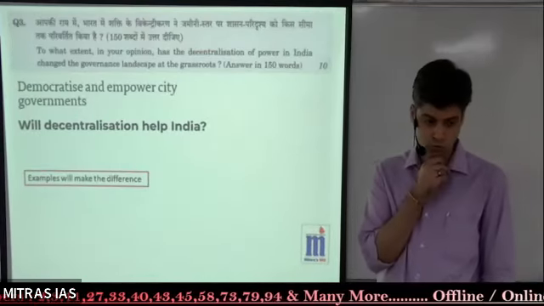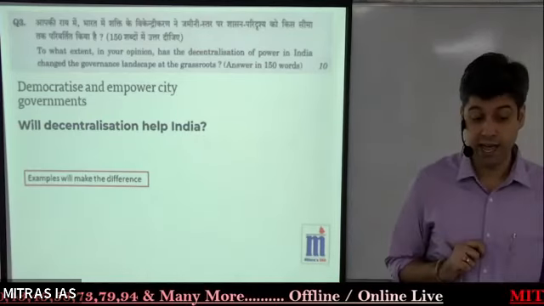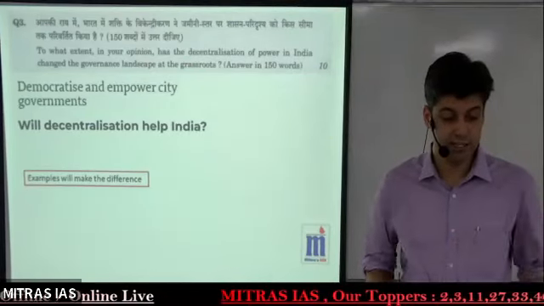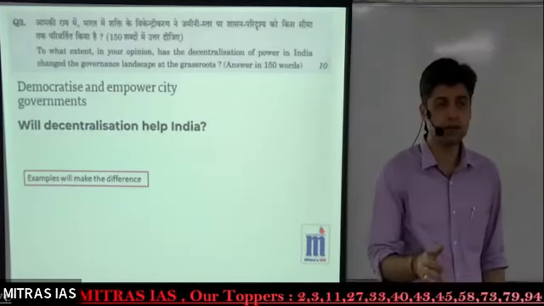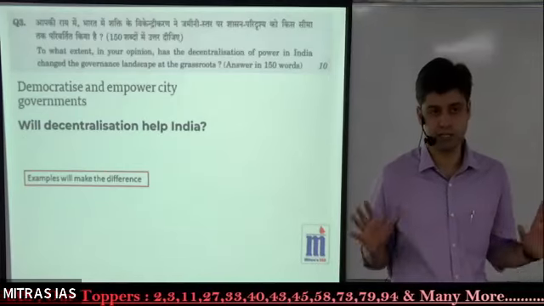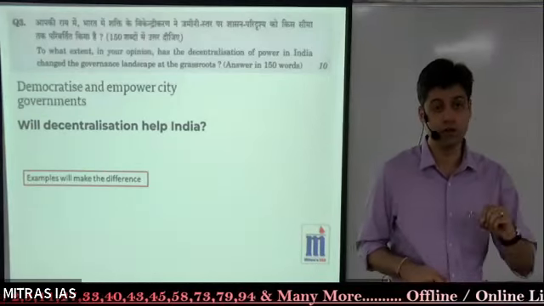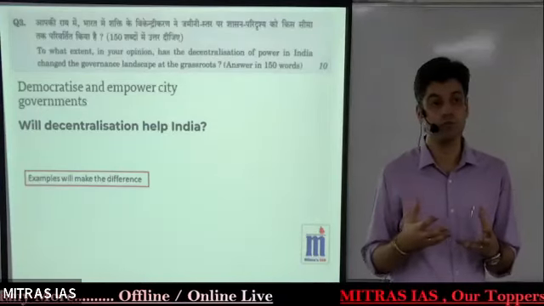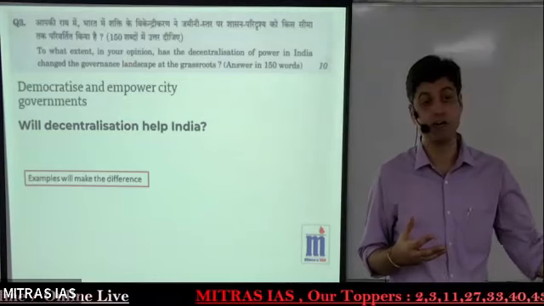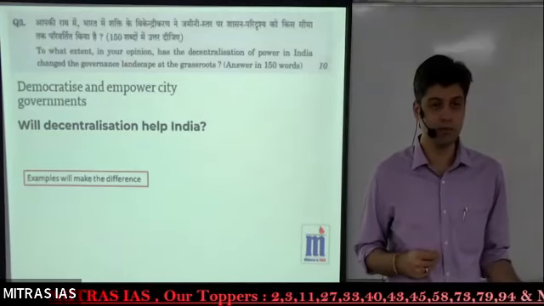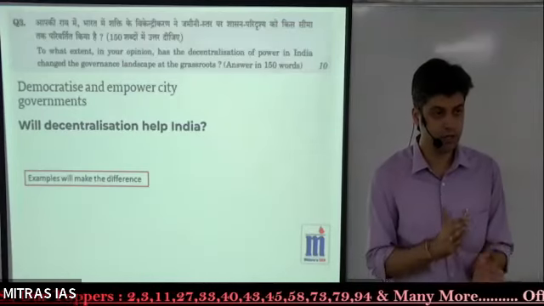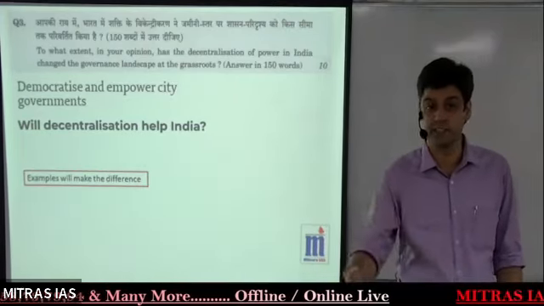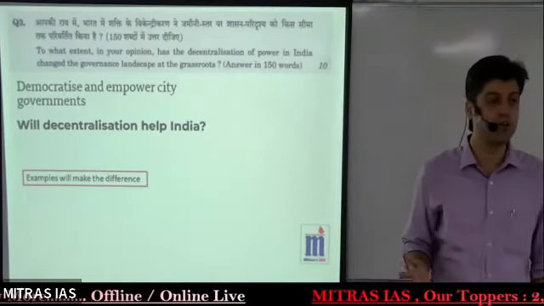So question 3 of GS2 was, to what extent, in your opinion, has the decentralization of power in India changed the governance landscape at the grassroots? Decentralization. Now, again, it is a topic where you can bring Panchayati Raj, municipalities, right? Basic understanding is there. To what extent? Now it is talking about as on date. What is the extent? Now you have to get examples, there are some good examples from Kerala, which has an excellent Panchayati Raj setup, to certain states where it is totally dysfunctional. Then you have to understand the roles of state finance commissions also, where their functioning and devolution of finances is much better. But there are certain states where it is not at all happening nicely.